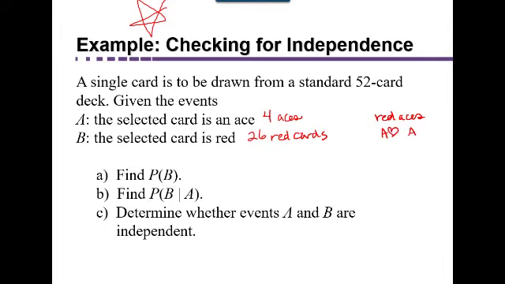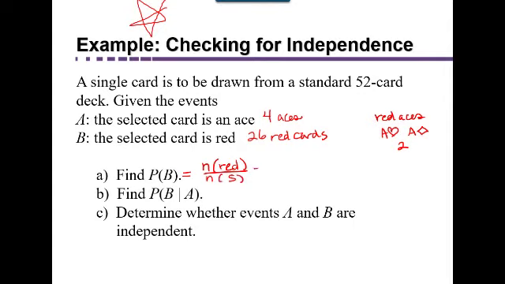Okay, and what's the overlap? In other words, how many red aces are there? Because that's always going to be important. So the red aces are the ace of hearts and the ace of diamonds. So there are 2 of them. All right, so let's go ahead and find the probabilities here.